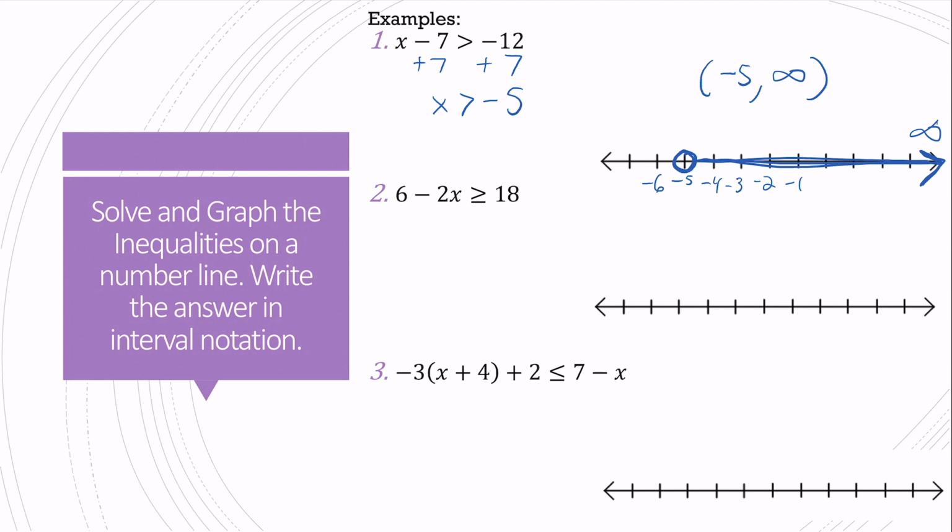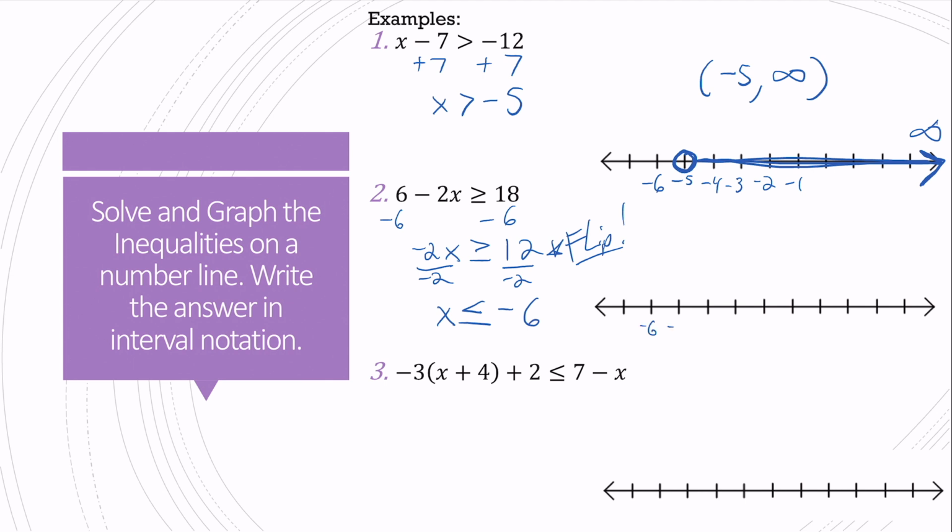In example 2, I have 6 minus 2x is greater than or equal to 18. I'm going to subtract 6 from both sides. Negative 2x is greater than or equal to 12. I'm going to divide both sides by negative 2. Because I'm dividing by a negative, I have to flip. Don't forget to flip your sign. So I have x now is less than or equal to negative 6.